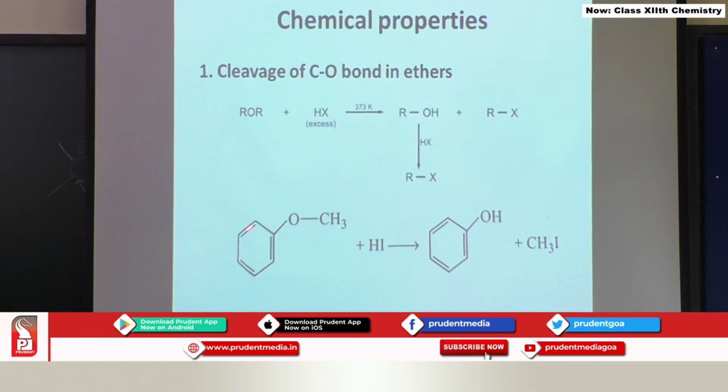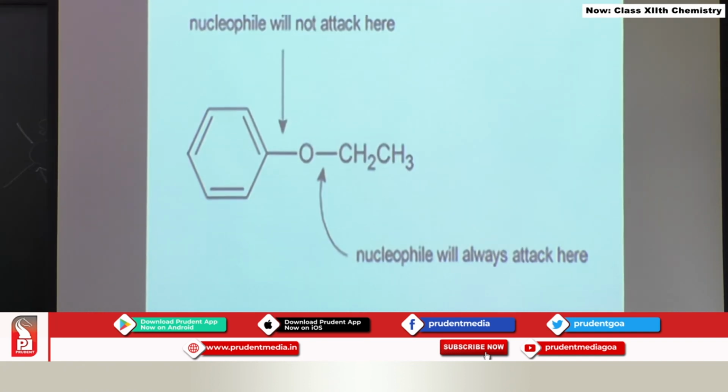If you are starting with aromatic ethers and carrying out the HI reaction with it, then compulsorily hydrogen will go to this oxygen and I will go to the alkyl group. So, this thing we have to remember. I will show you over here. The nucleophile will not attack here. Which is the nucleophile? I is the nucleophile, which is not going to attack over here. Where is it going to attack? The nucleophile is going to attack over here.